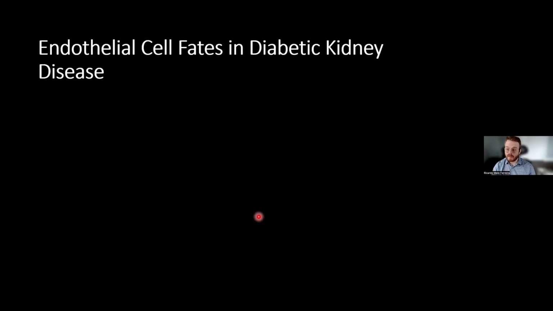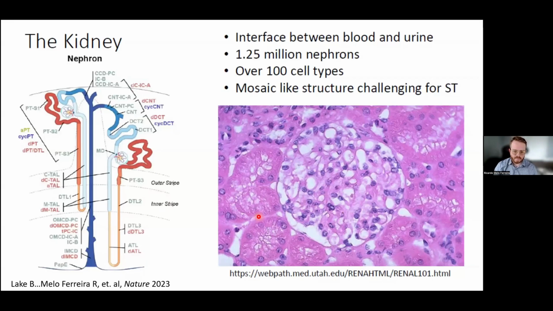So I will start now talking about the research on endothelial cells in diabetic kidney disease. So we are in the network for NIDDK. We all know about the kidney and all the segments of the kidney. We know that this is an example of the glomeruli. And one of the challenges that we have for spatial transcriptomics, particularly that I'm going to show later, is that we have all those cell types in close proximity.